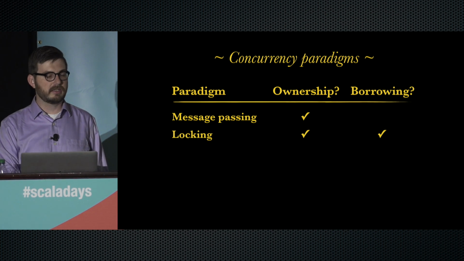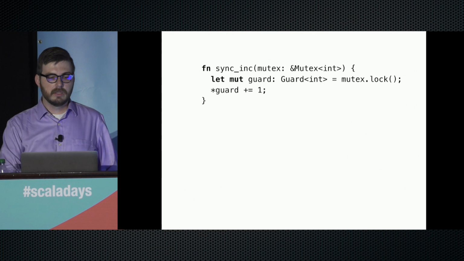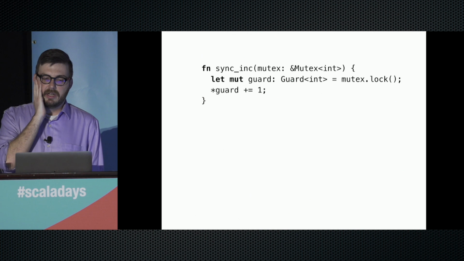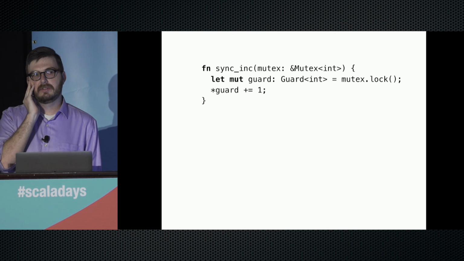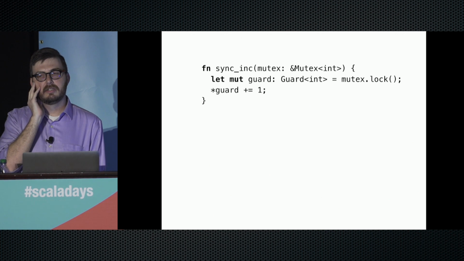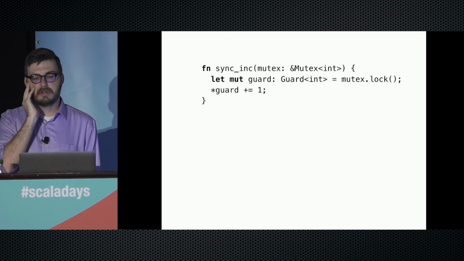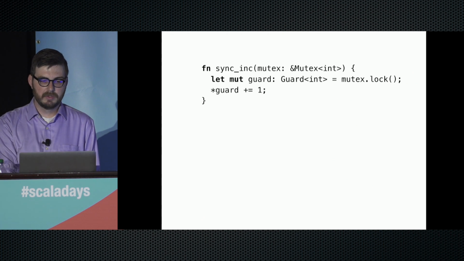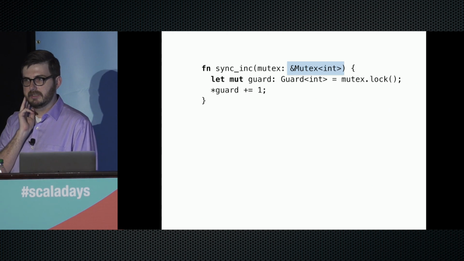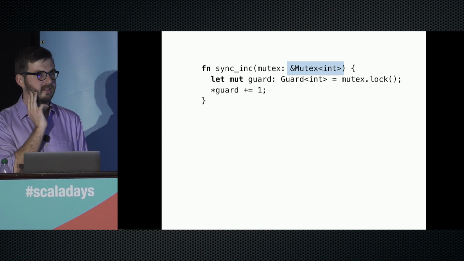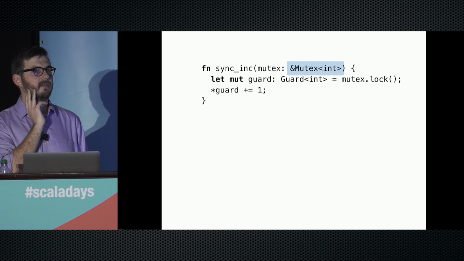Let's look at locks. Here I have a function that is going to increment a shared integer in a thread-safe way. We have a mutex type in Rust, and there's some pretty interesting stuff going on here. Normally, mutex types don't take a type parameter. But here we're saying mutex of int.